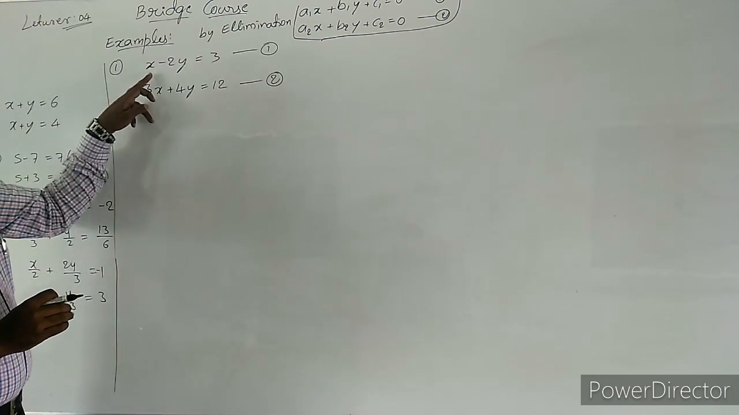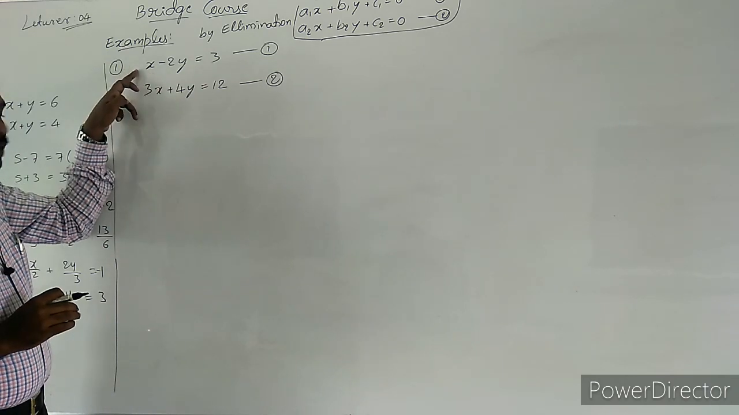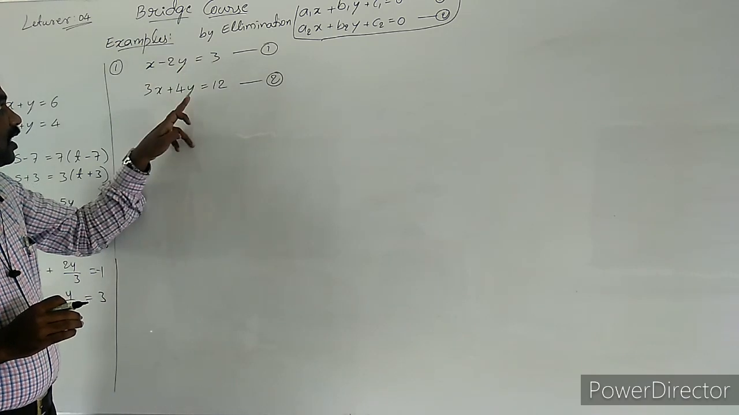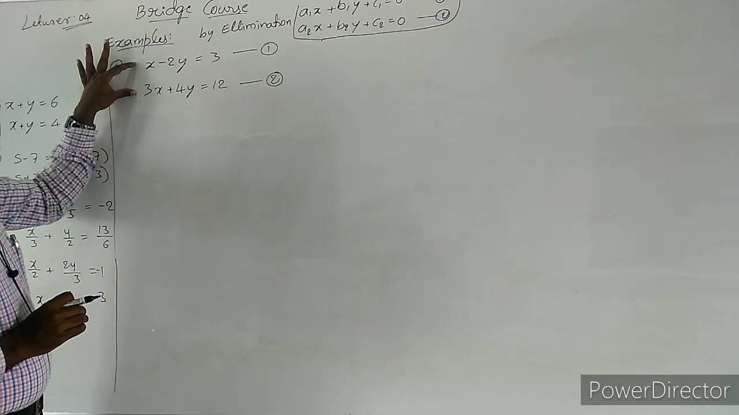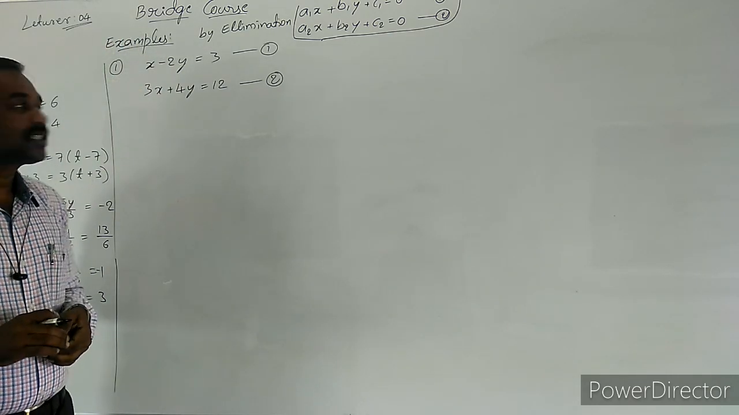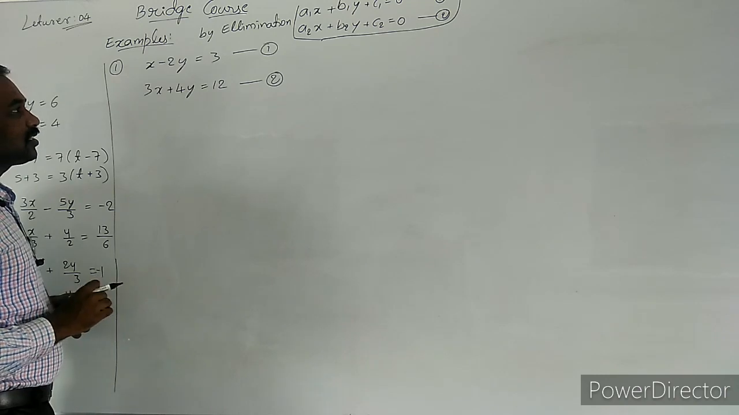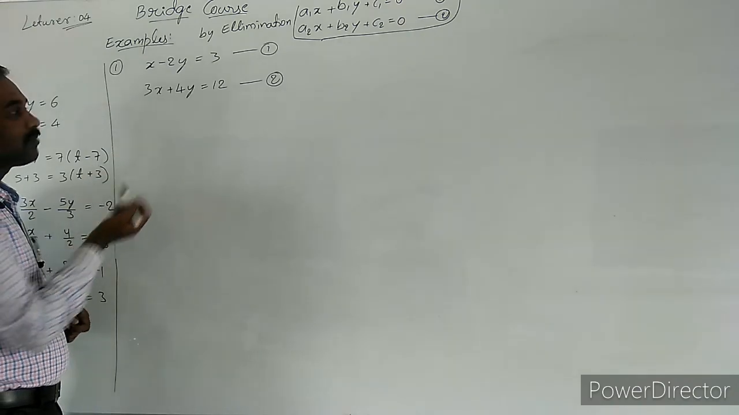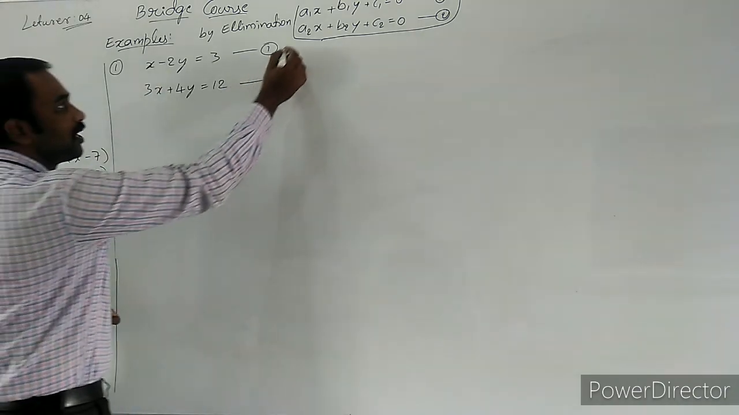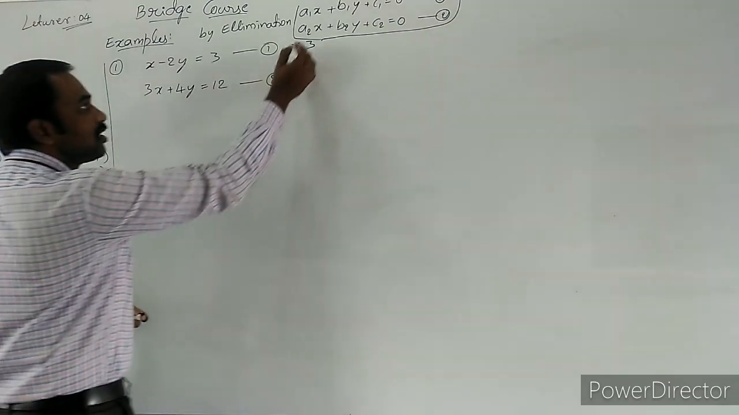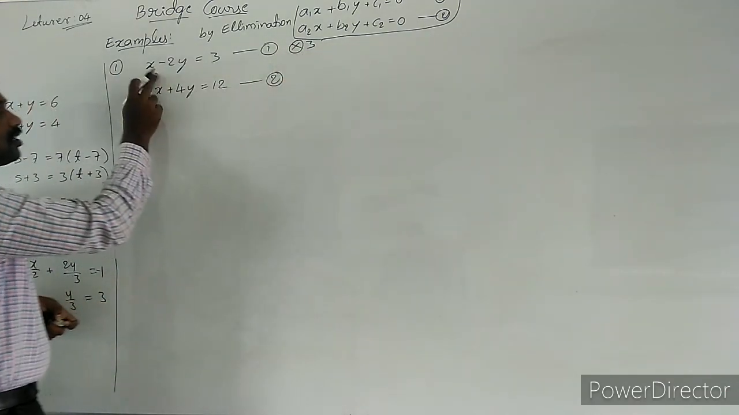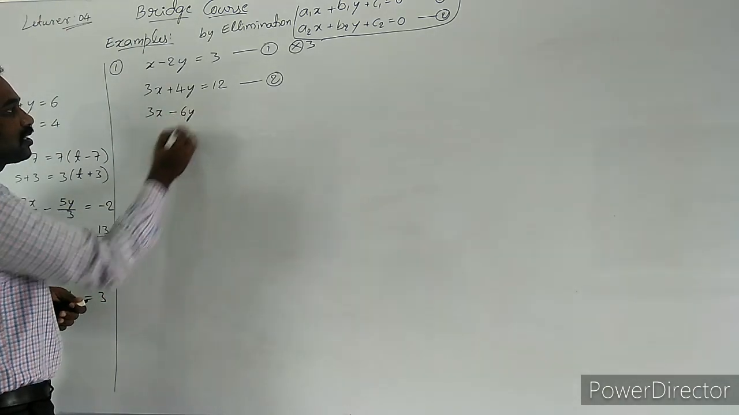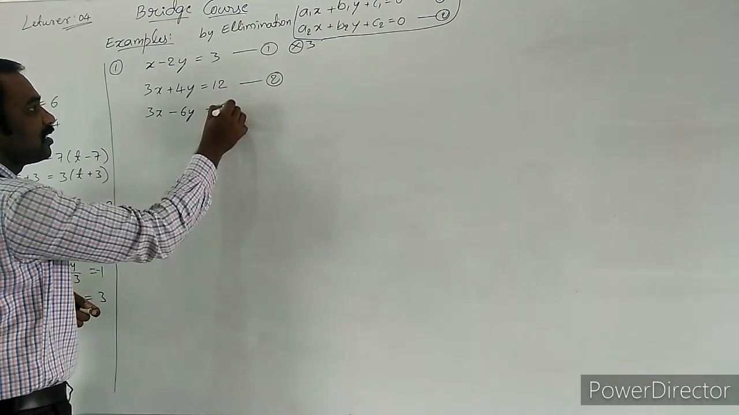Observe the coefficient of x in equation number 1: it is 1, and in equation number 2 it is 3. The y coefficient in equation number 1 is minus 2, and here it is 4. Make either the x coefficients the same or the y coefficients the same. Now I make the x coefficient the same. Here 3 is there, so make it 3 here also, by multiplying equation 1 by 3 throughout. Then 3 into x, 3 2s are 6 with a negative sign, and 3 3s are 9.